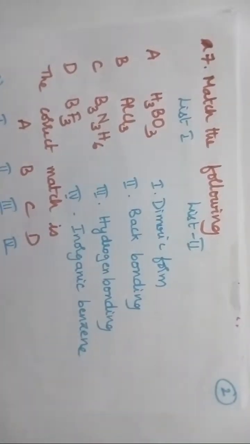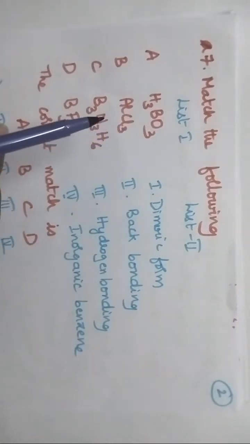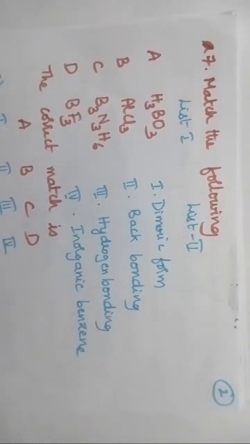Let us move on to the seventh question. Match the following. List 1 consists of boric acid, aluminium chloride AlCl3, B3N3H6, BF3. List 2 consists of dimeric form, back bonding, hydrogen bonding and inorganic benzene. So you have to match.